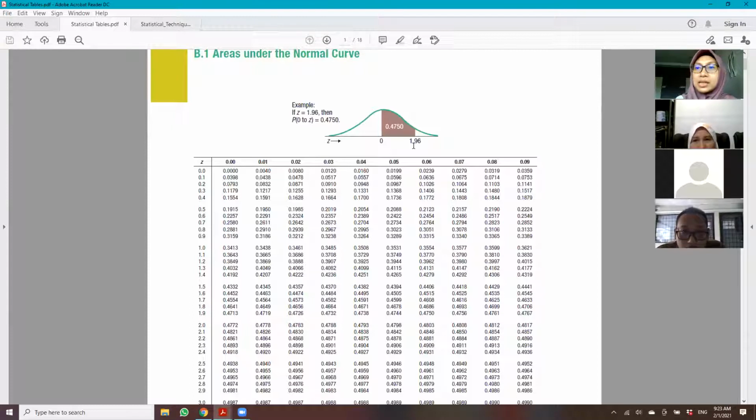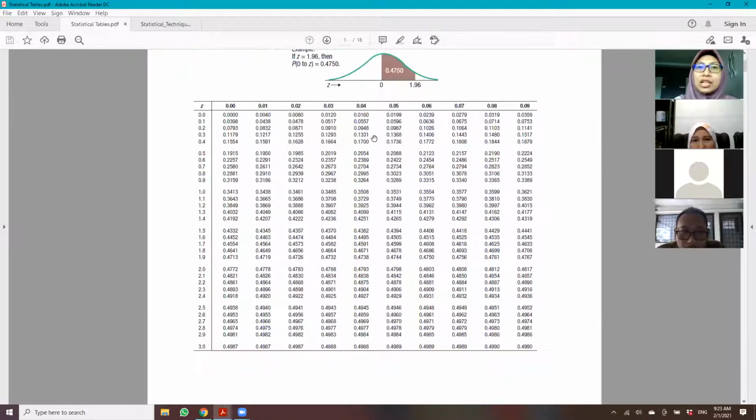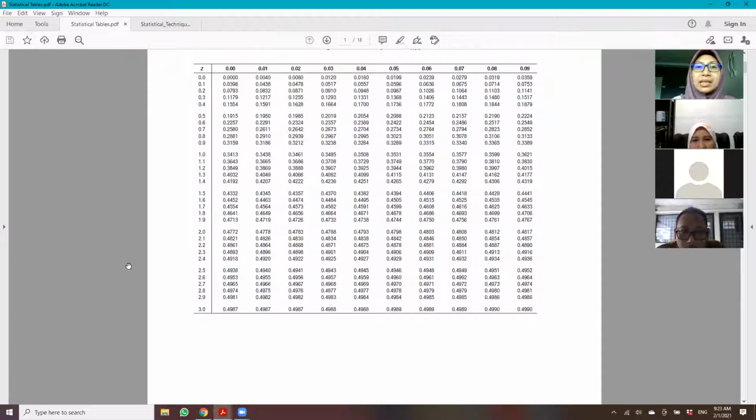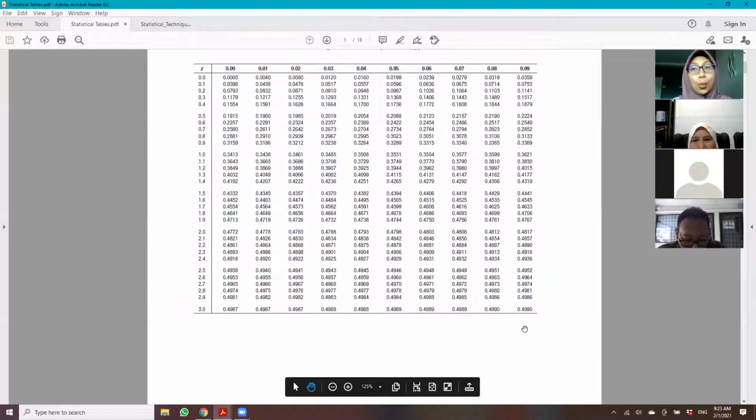So just now our friend was asking, what happened, my Z is big? Z is 1.96, the area is like this. Imagine your Z is 5, 4, it means your probability is even bigger, right? Logically. I want you to catch this. In your table, the biggest Z given is 3.09. So if your Z is 3.09, your probability is 0.4990.